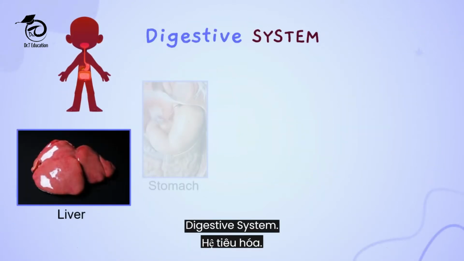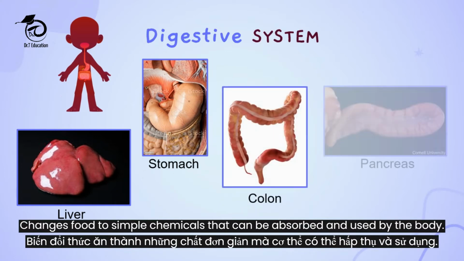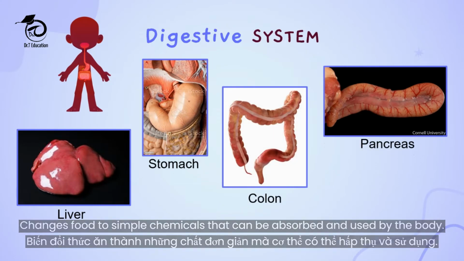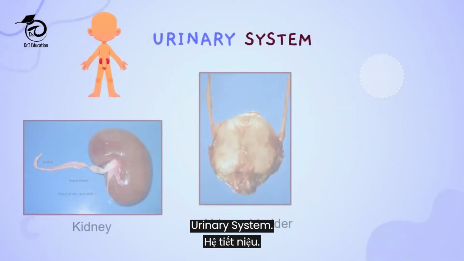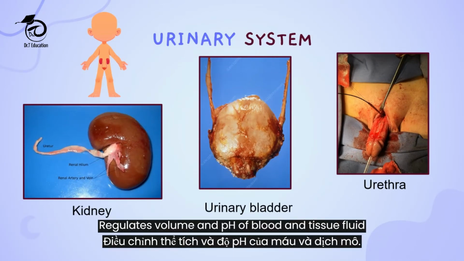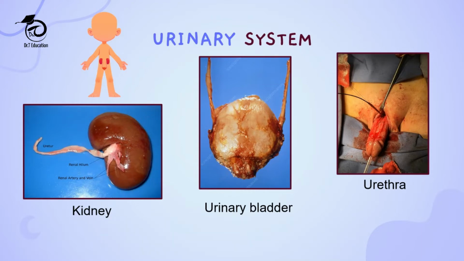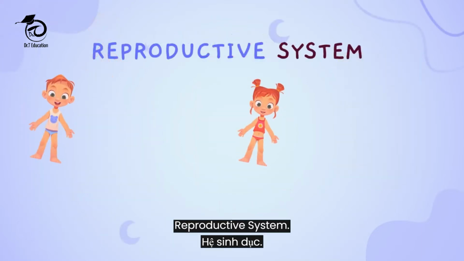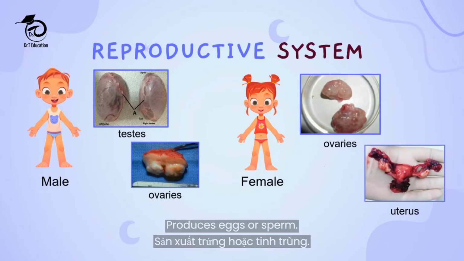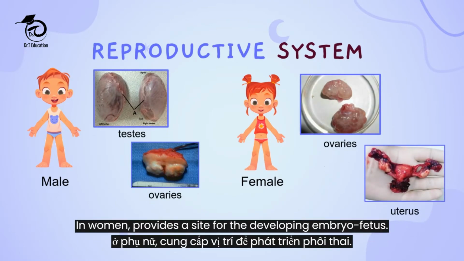Digestive System. Changes food to simple chemicals that can be absorbed and used by the body. Urinary System. Removes waste products from the blood. Regulates volume and pH of blood and tissue fluid. Reproductive System. Produces eggs or sperm. In women, provides a site for the developing embryo fetus.